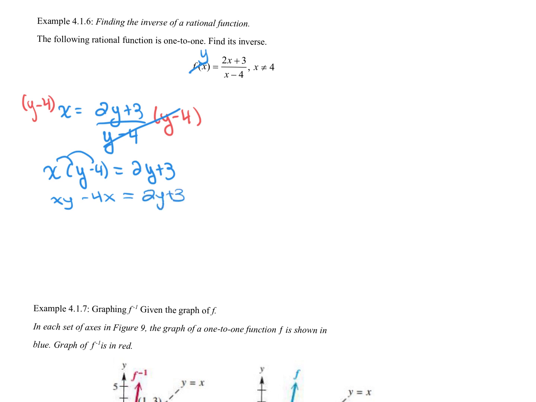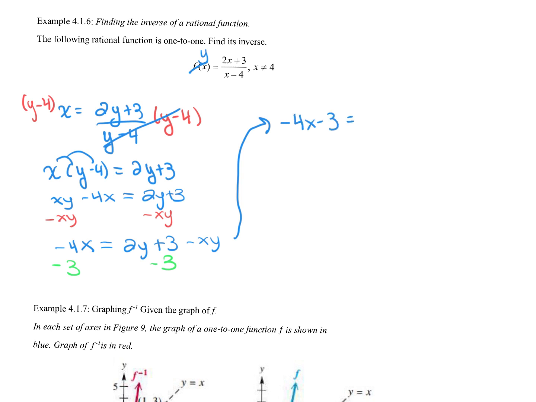If I want to solve for y, I need to put all the things that have y on the same side. So I'm going to subtract the xy over. So now I have negative 4x equals 2y plus 3 minus xy. I'm going to subtract the 3 over the other side because it doesn't belong where it is. It doesn't have a y on it, and that is my y side right now. So now I have negative 4x minus 3 equals 2y and a minus xy.